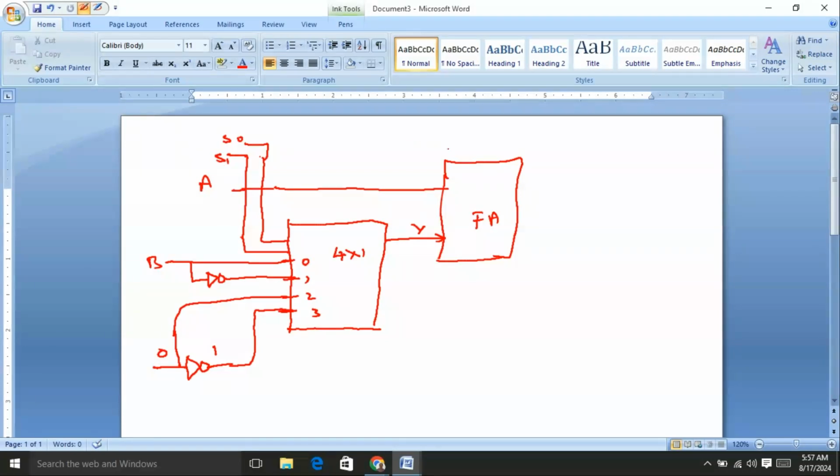We know that the full adder has three inputs. This is the Cin. This is the final output of the arithmetic circuit, D. And is there any output carry? This is Cout.